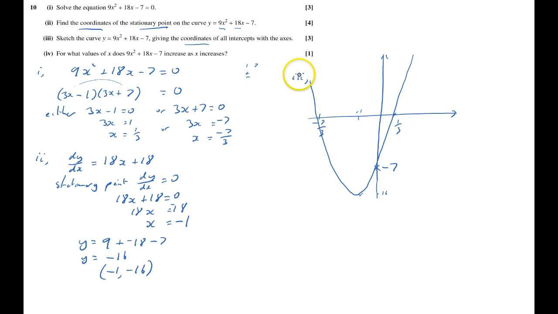And for part 4, for which values does this increase as x increases? Well, there it's stationary, and for all these values it increases, so x will have to be greater than negative 1. It cannot equal negative 1, because at negative 1 we just said it's stationary. It wouldn't be increasing, the gradient would just be 0. So x is greater than negative 1, and that's question 10 done.